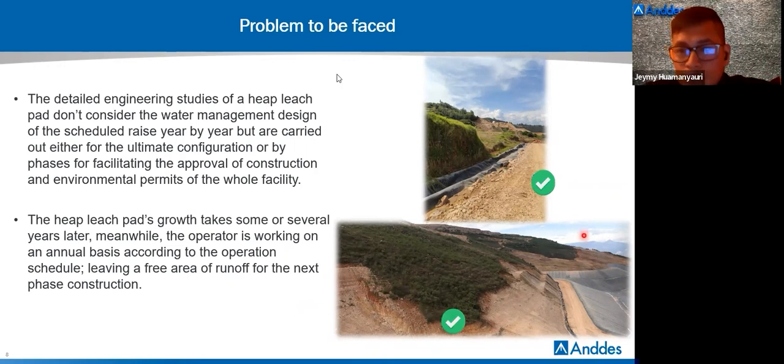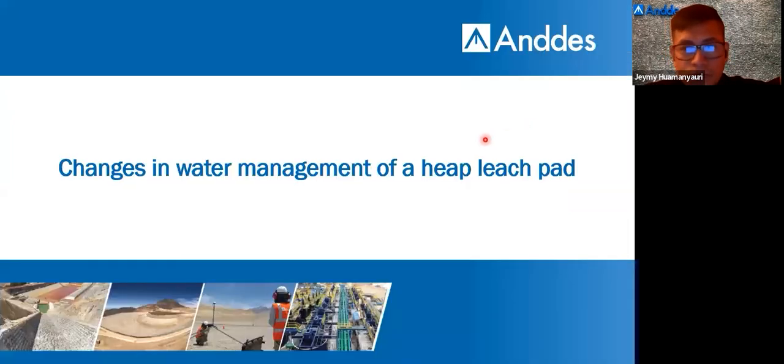For example, in this picture, you can see the short temporal channel located in the perimeter of the heap leach pad. It's a consequence of heavy rainfall sites like Andes of Peru. Changes in water management of a heap leach pad.